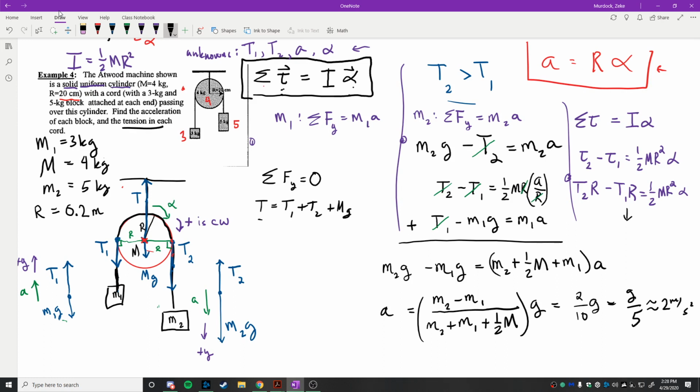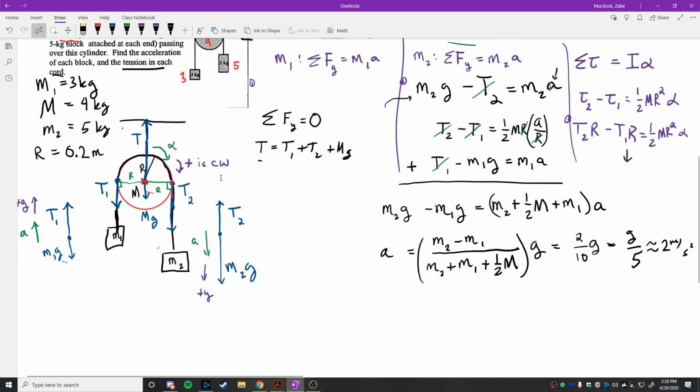We're also supposed to find the tension in each chord, and I don't see a reason to do that. I mean, it's just a matter of taking, well, this equation, for example, and then just plugging in A. You guys can do that yourselves. It's not a big deal. It's also not hard to do. Maybe I should just do it.